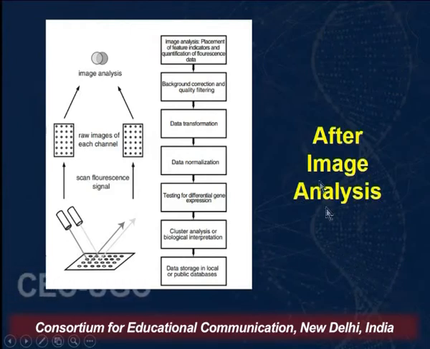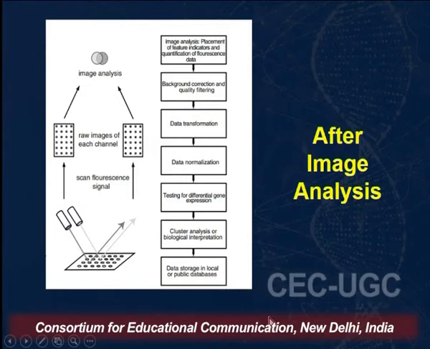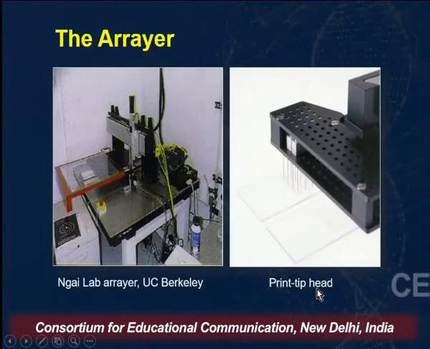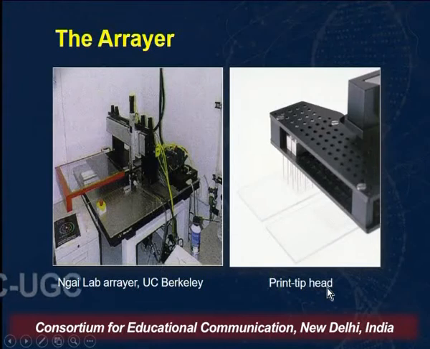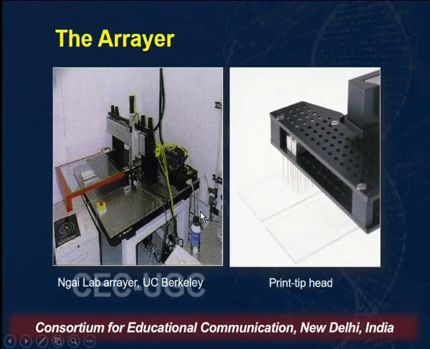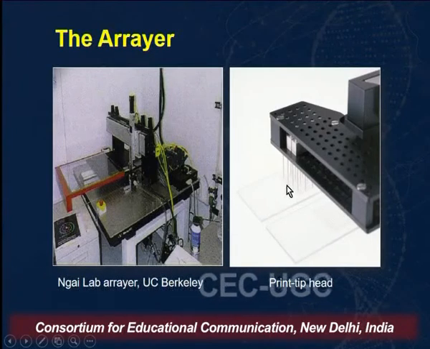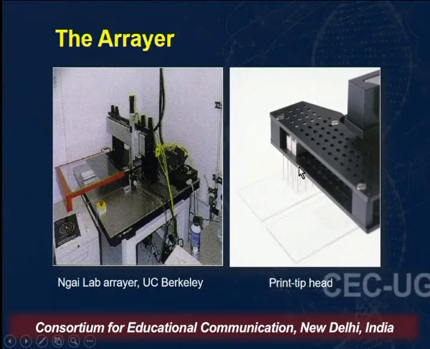So all those different kinds of things are done. So this is the entire process and mechanism of DNA microarray that is produced. Now on the screen is a DNA arrayer. As you can see, these are the array things, and on the right hand side you can see that the pins are used to make the chips.